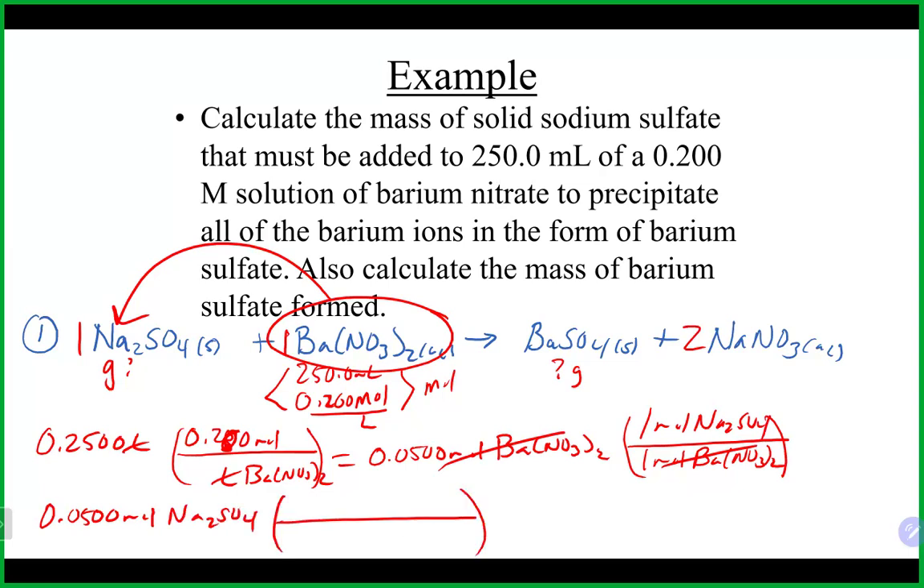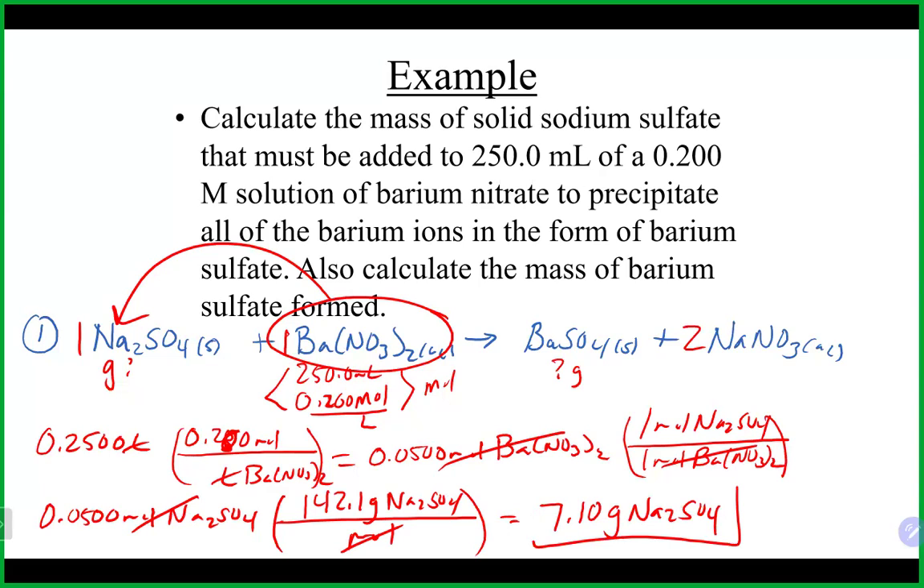I can again here use the molar mass from the periodic table to convert that into grams. So that is 2 sodiums at 22.99 from the periodic table, plus 32.07 from the periodic table for our sulfur, and 4 times 16 for each of the oxygens. That is going to give me a molar mass of 142.1 grams per mole. Again, the moles are going to cancel, and that will get me here. I need to put in there 7.1 grams of sodium sulfate in this case.